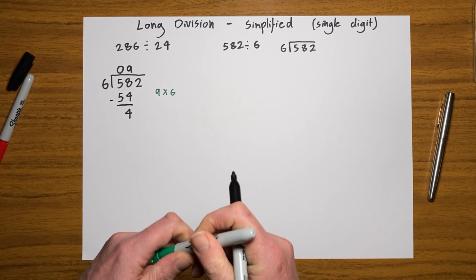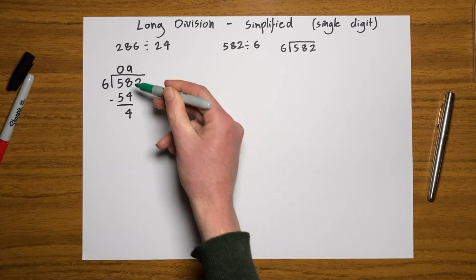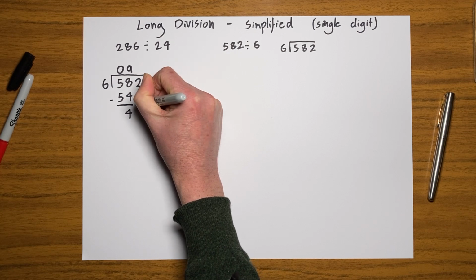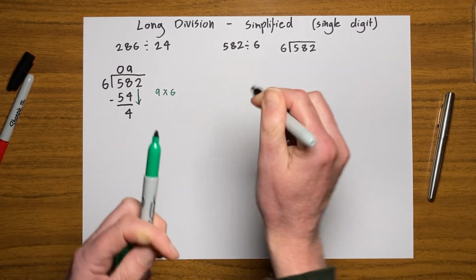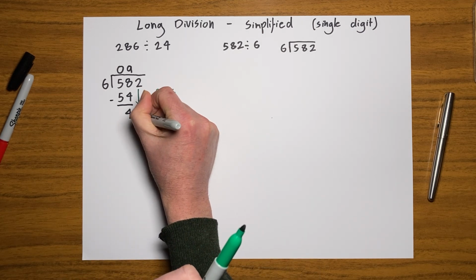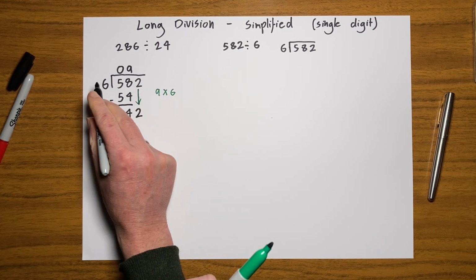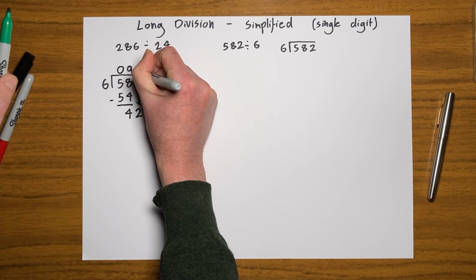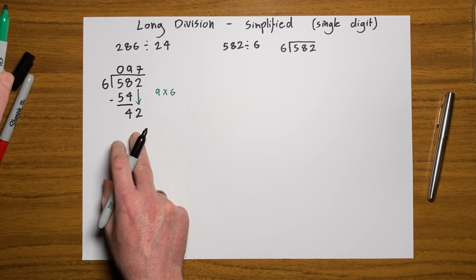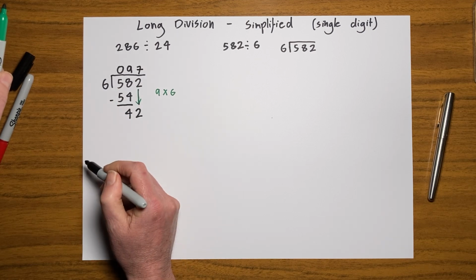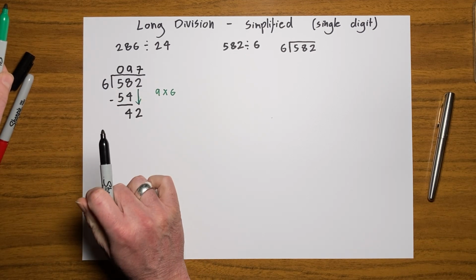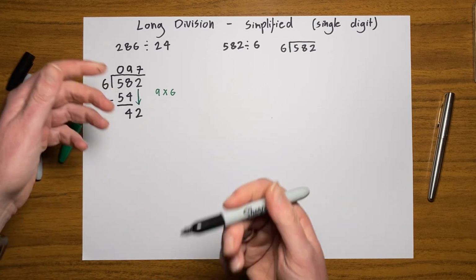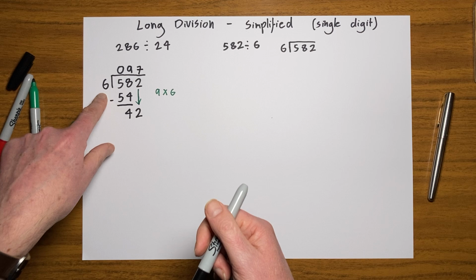And then the next thing I need to do is bring this 2 down. So I'm going to bring that 2 down to here. And I'm going to do 42 I've got. How many 6s in 42? And I have 7. And there it is. That is my answer. Exactly the same technique is going to be used in long division. It's just easier to get your head around it and practice it if you're only using a single digit.